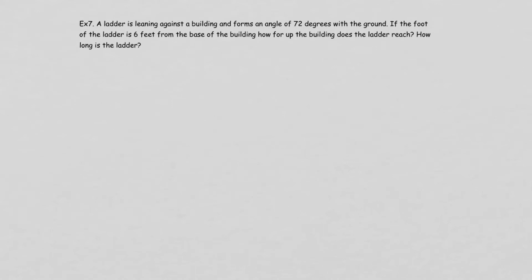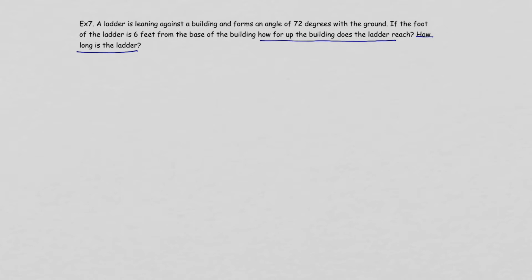In this lesson we're going to talk about applications with right triangle trigonometry. This problem is asking you to find two pieces of information. The first one is the height of the building. The other one is the length of the ladder.